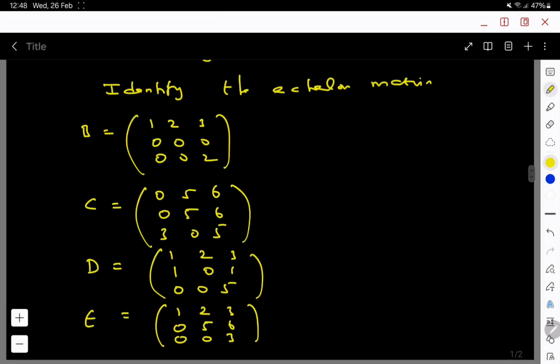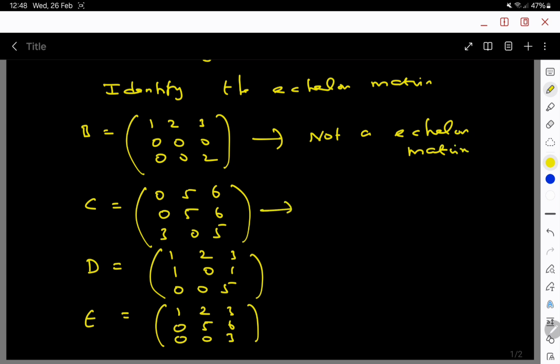Take matrix B. B is not an echelon matrix because in the second row all the entries are 0. That is called a zero row. A zero row is always below the non-zero rows. 0 0 2 is a non-zero row, but in this matrix the 0 0 0 row is above the non-zero row. So it is not an echelon matrix.